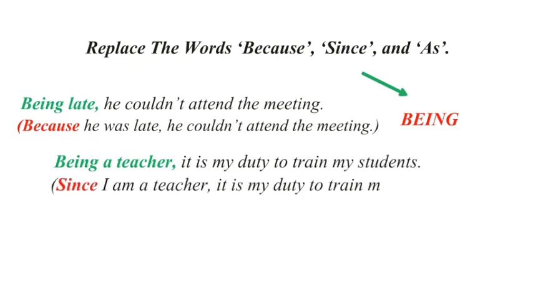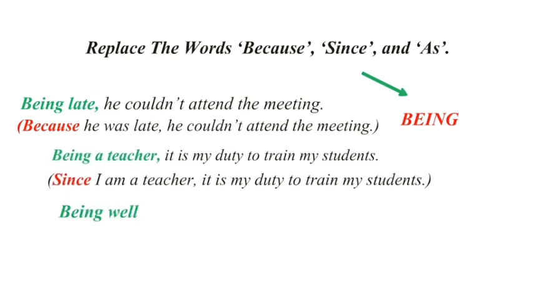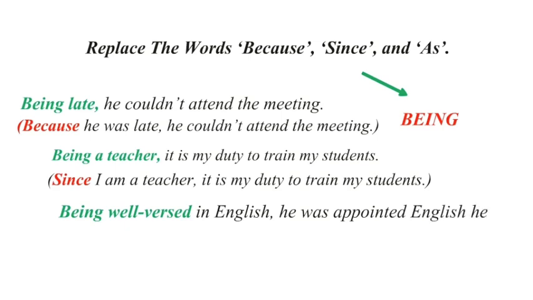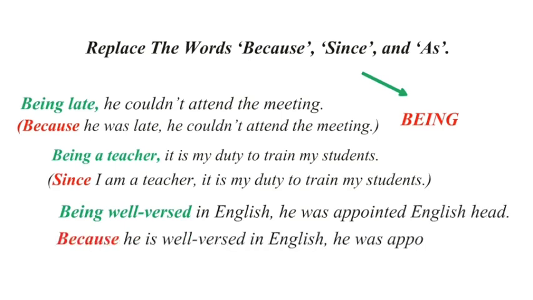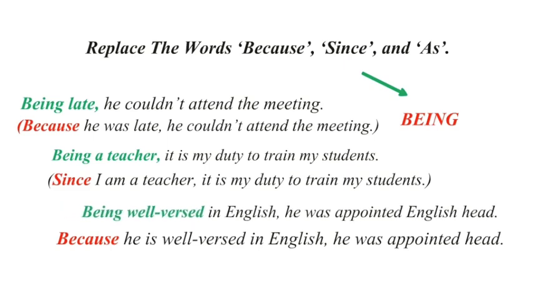Because I am a teacher, it is my duty to train my students. Being well versed in English, he was appointed English head. Because he is well versed in English, he was appointed English head. So in place of because, in place of since, in place of as, you can use the word being. For that, you'll have to start the sentence with being. Being late, being a teacher, being well versed in English.